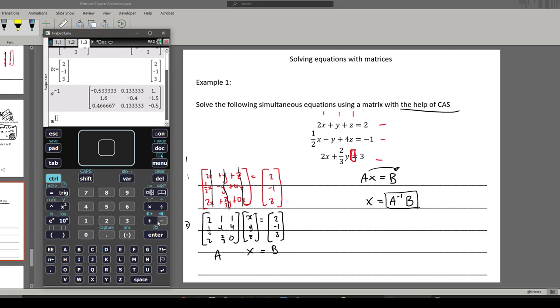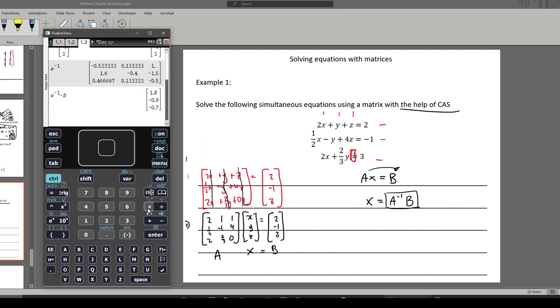Be efficient. A to the power of -1. Press arrow across to just get out of the power. Times by B. There's our answer. Okay.